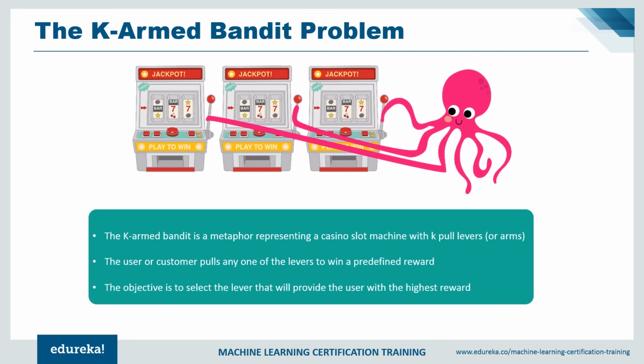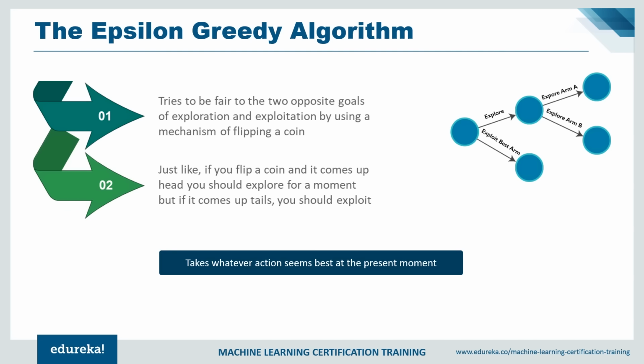There is another problem which is known as the K-armed bandit problem. The K-armed bandit is a metaphor representing a casino slot machine with K pull levers or arms. The user or the customer pulls any one of the levers to win a predicted reward. Now, the objective is to select the lever that will provide the user with the highest reward. Now, here comes the Epsilon greedy algorithm. It tries to be fair to two opposite goals of exploration and exploitation by using a mechanism of flipping a coin.